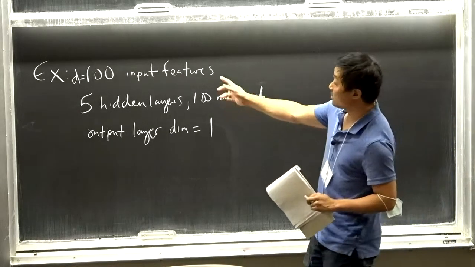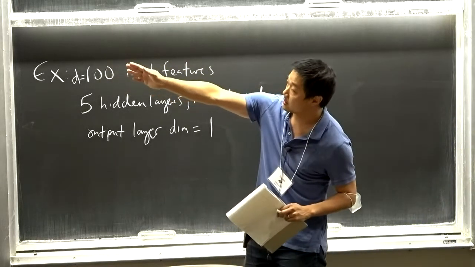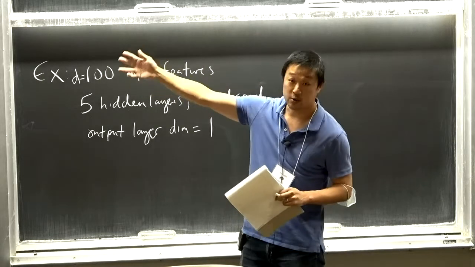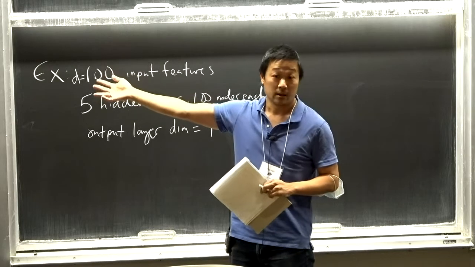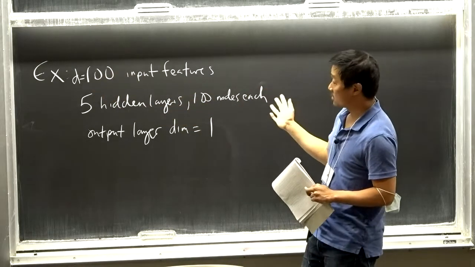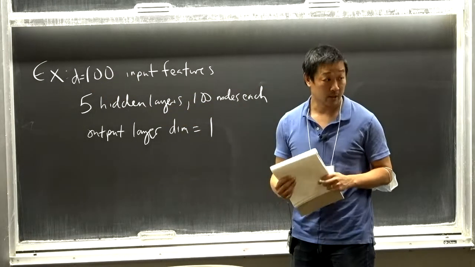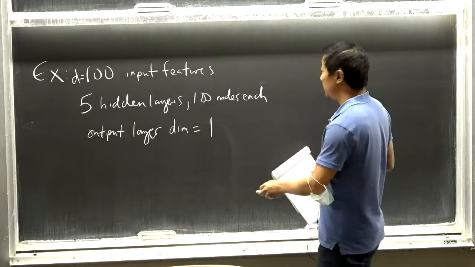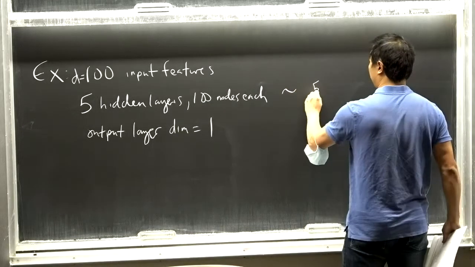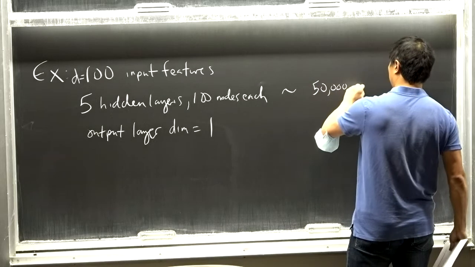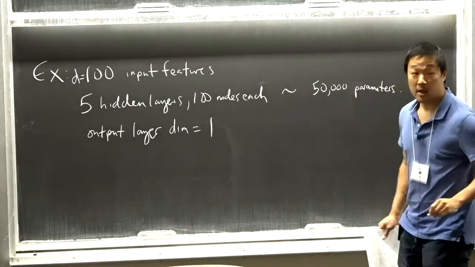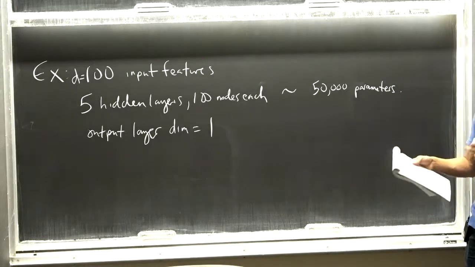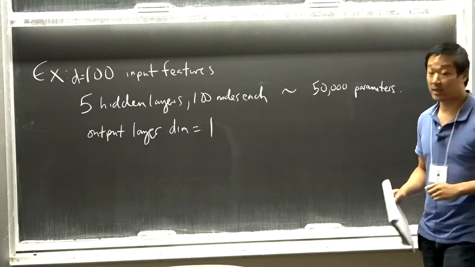So in that case, between each layer, we have 100 squared connections, right? 10 to the 4. And we have 5 such layers. So that's of order 50,000 parameters. And we have the biases as well. So this is of order 50,000 parameters. And this would be considered sort of a small DNN.